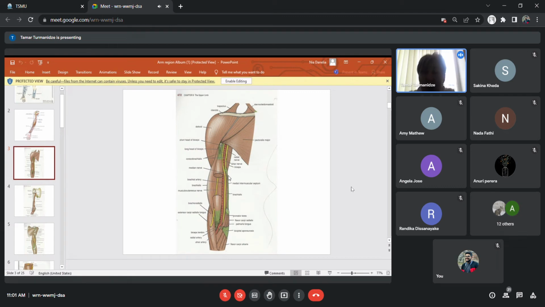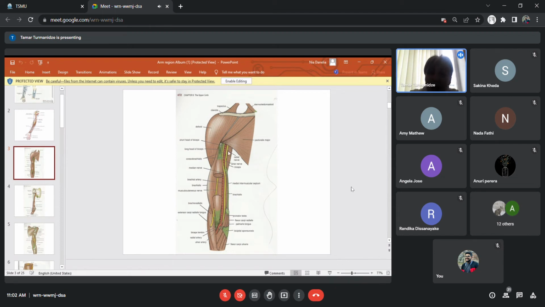Coracobrachialis muscle is a short muscle, which is present only in the upper third part of the arm region. In the middle third part of the arm region, we have only two muscles, biceps and the brachialis muscle. In the lower part of the arm region, in the anterior compartment, also we have biceps and brachialis muscle. In the superior third part of the arm region is present the coracobrachialis muscle.